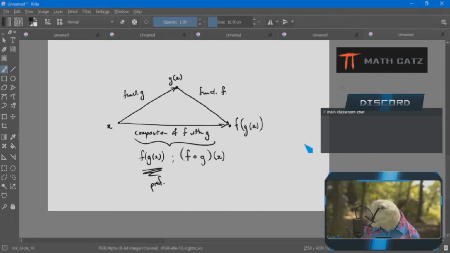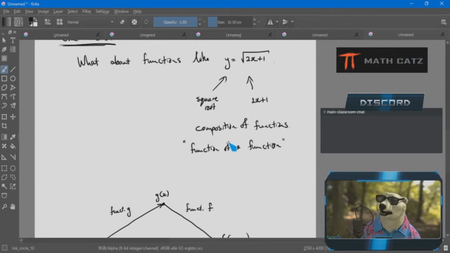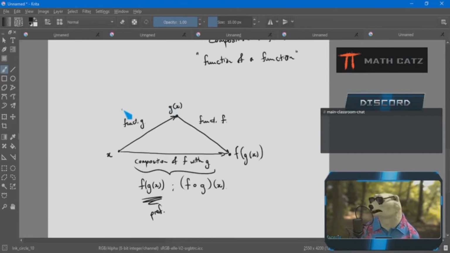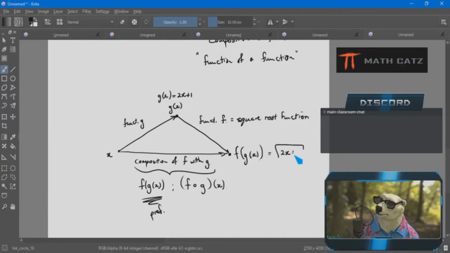So we can get the above example, which was 2x plus 1 and then the square root, by saying this guy is going to be taking x to 2x plus 1, and this guy is then going to be, let's say just informally, we're going to get better in a second, the square root function, which takes whatever the input is and puts a square root around it. And in that way, I can nest functions inside of other functions and create composition of functions, or we just say functions of a function.